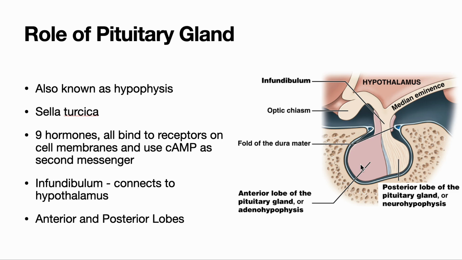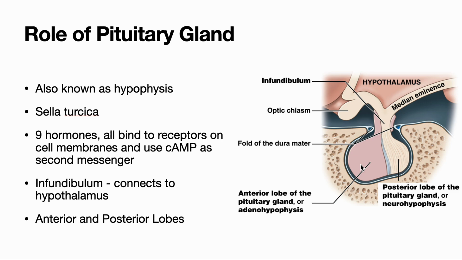All of those hormones will bind to receptors on cell membranes. That means target cells have a receptor displayed on the outside of their membrane, and those hormones can bind to that receptor. And all of them are going to use cyclic AMP as a second messenger to have an impact on cellular activity. So something will happen inside the cell as a result of the hormone binding to the receptor and activating cyclic AMP as a second messenger.